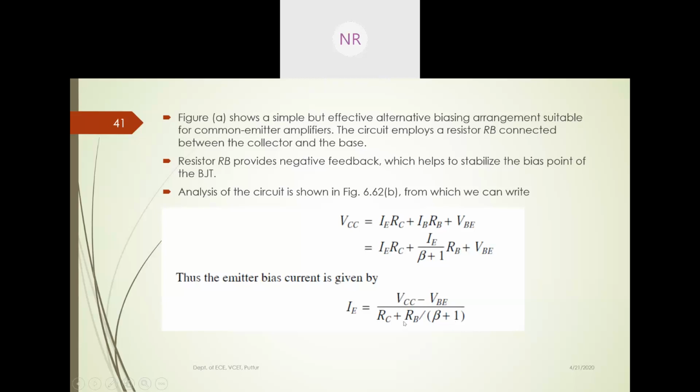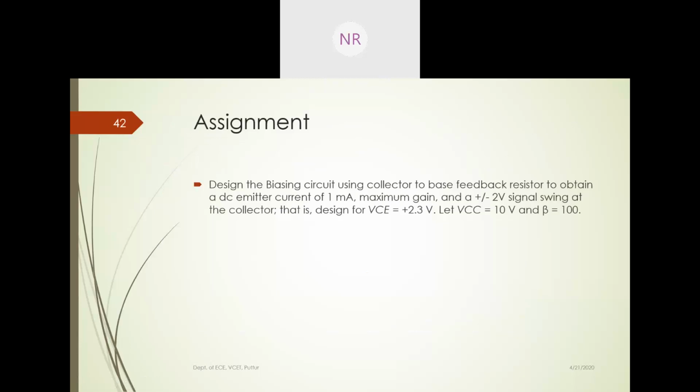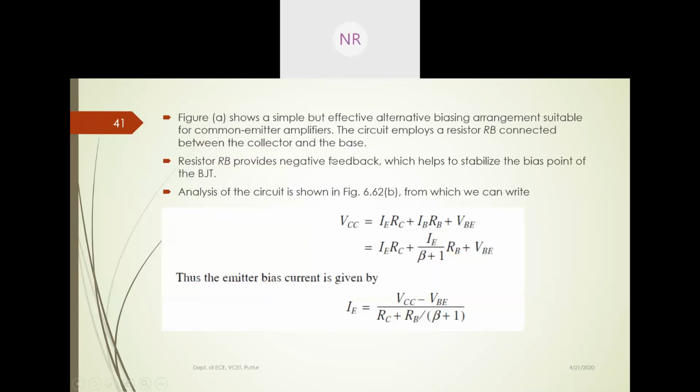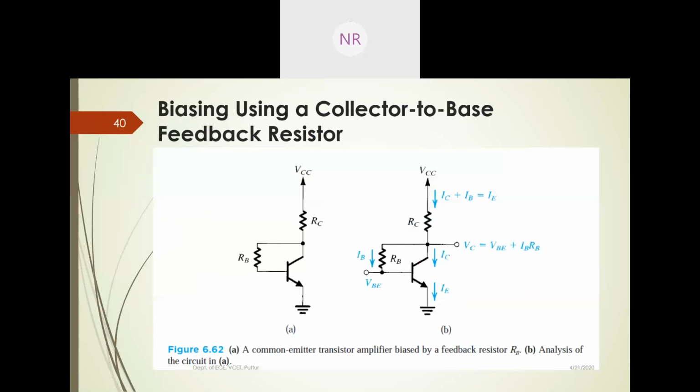Okay, so here you are going to calculate what is RC, what is RB, what is IE, what is IC, and what is IB. Very easy, nothing much here. You're going to draw these two circuits, and why RB is provided, you need to mention that feedback is given through this RB to get the stable output.